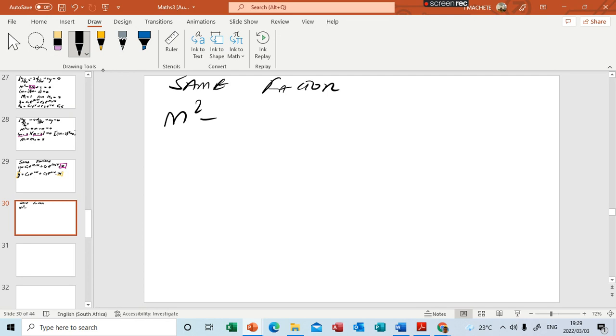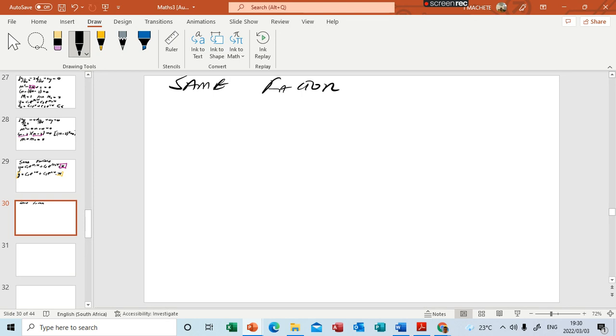How about m squared minus 6, plus 9? Yes, that's exactly what you're looking for. You're going to get the same factors. When you multiply 3 and 3, it will give you 9. And when you add minus 3 and minus 3, it will give you negative 6.